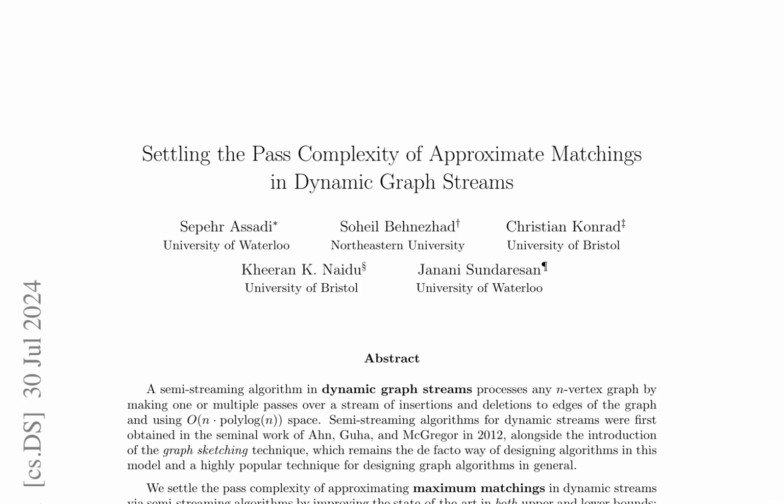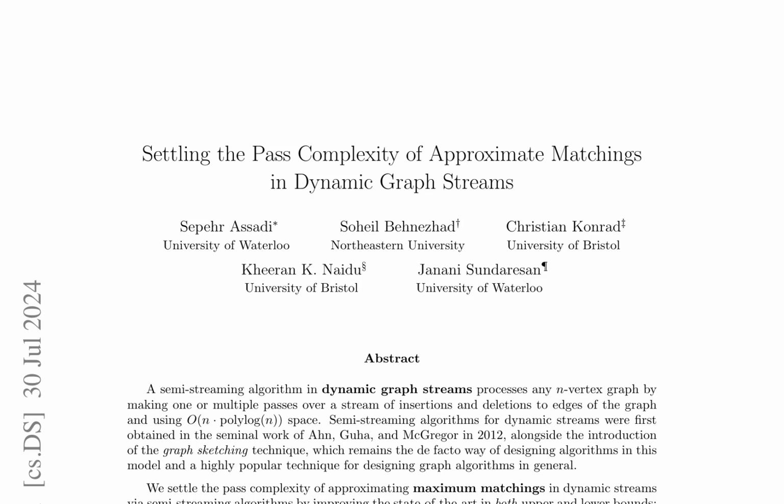This paper resolves the past complexity of approximating maximum matchings in dynamic graph streams via semistreaming algorithms. The authors present a randomized sketching-based semistreaming algorithm for O(1) approximation of maximum matching in dynamic streams using O(log log n) passes, exponentially improving upon previous O(log n) pass algorithms.